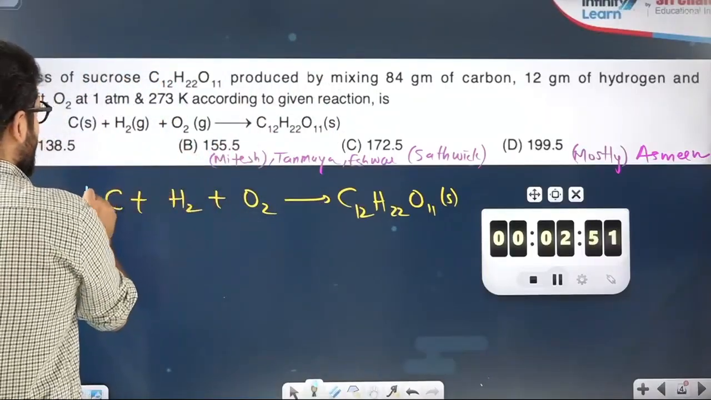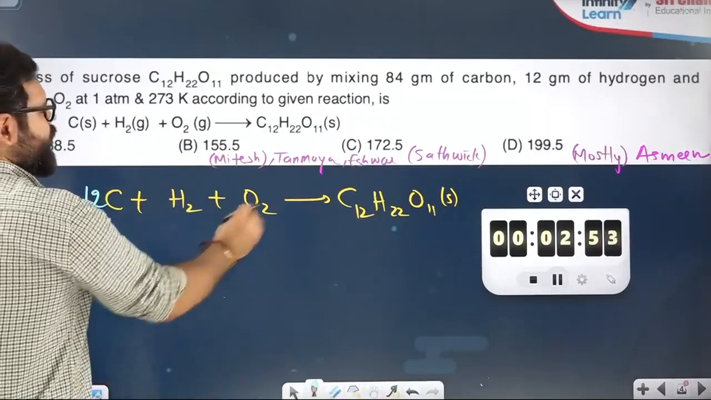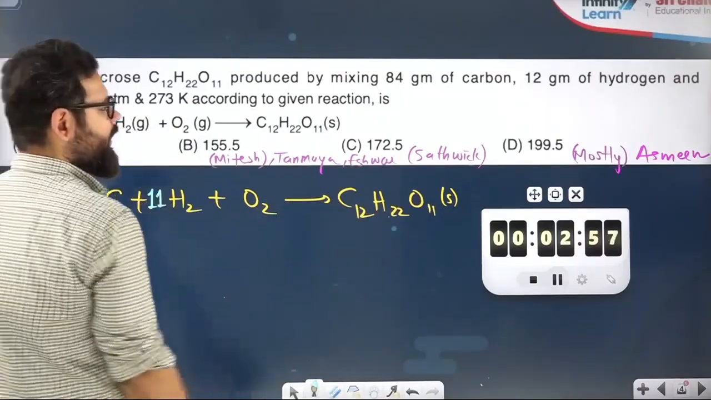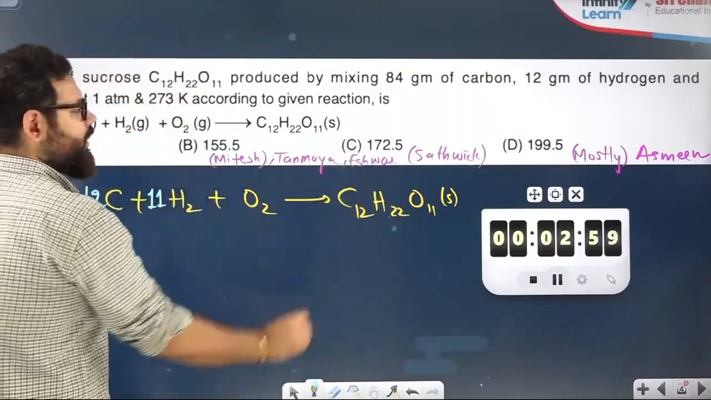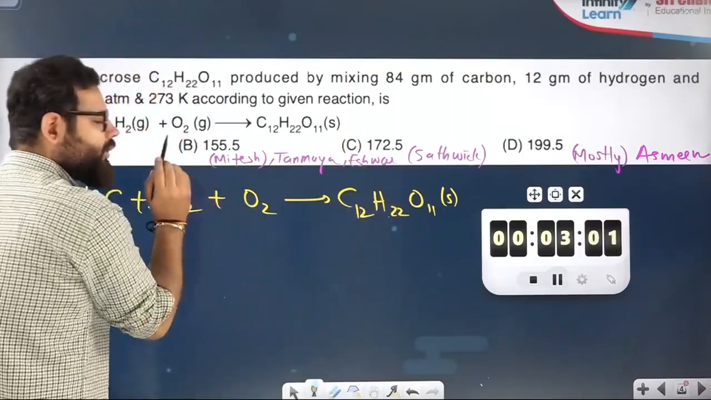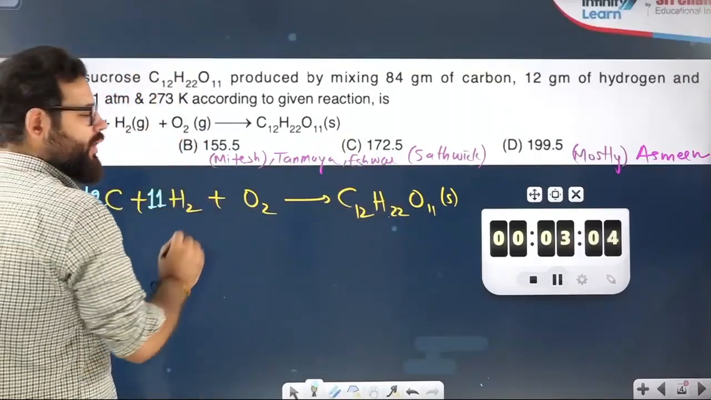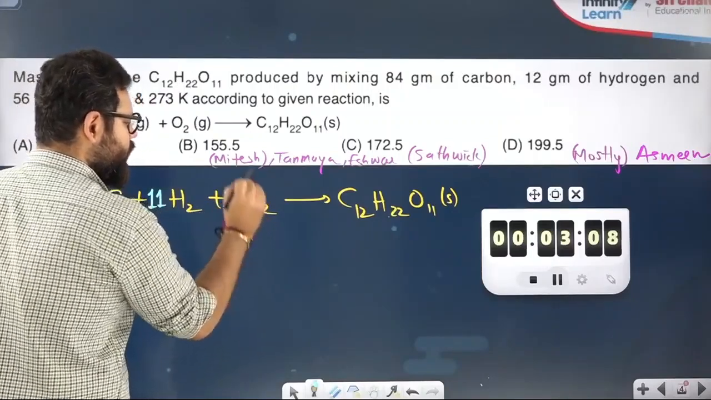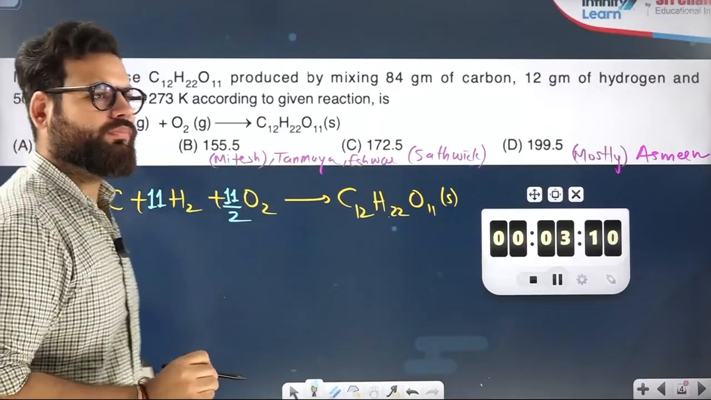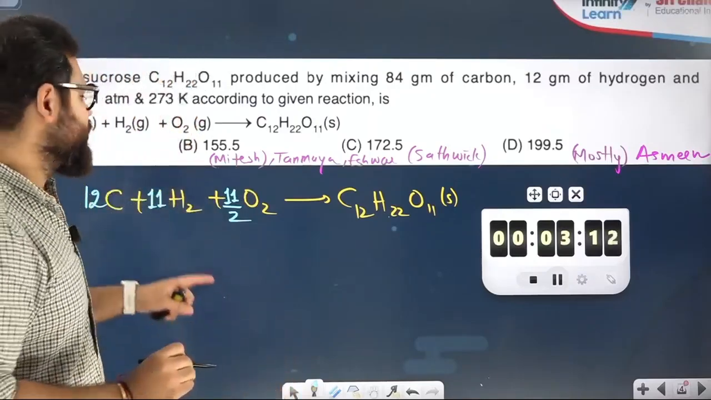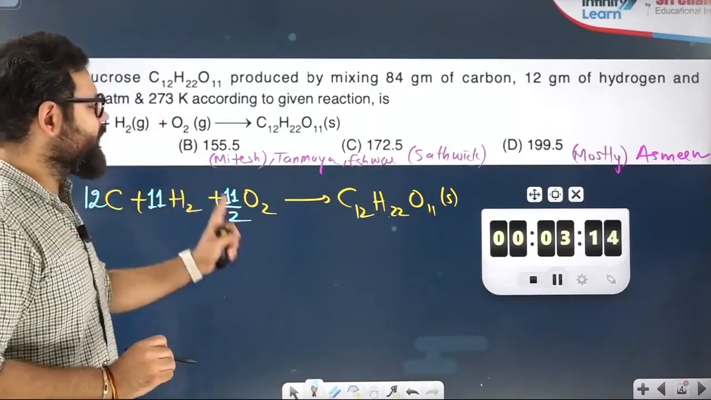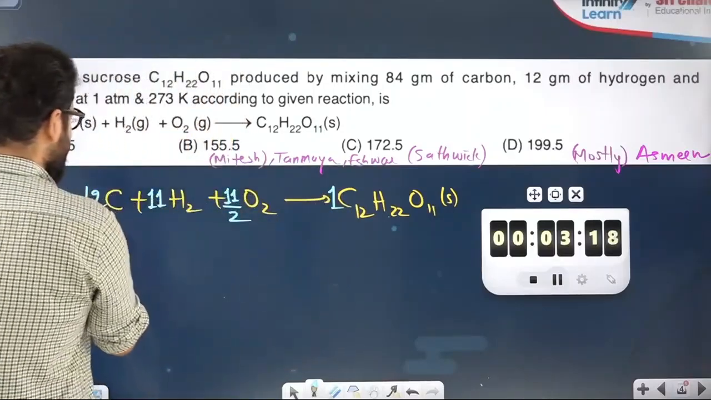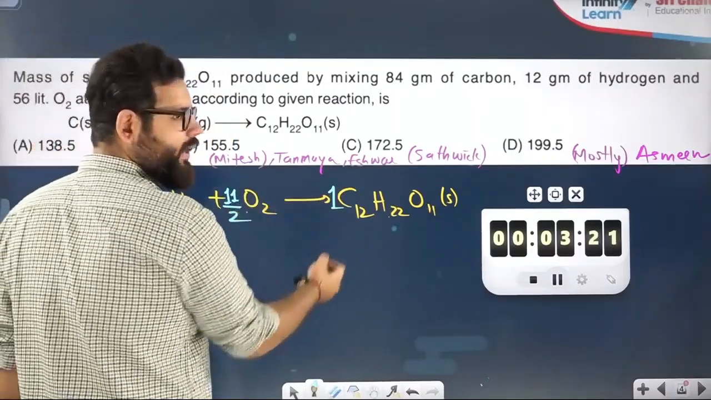12 carbon, 22 hydrogen, 11 H2, 11 oxygens. Already 2 are available, so I have to take 11 by 2. So first we'll balance. 12, 11, 11 by 2 gives 1 product. Stoichiometry is 12, 11, 11 by 2 and 1.